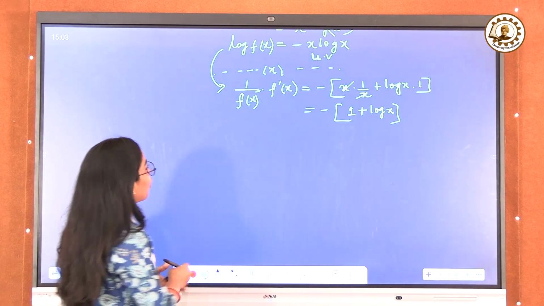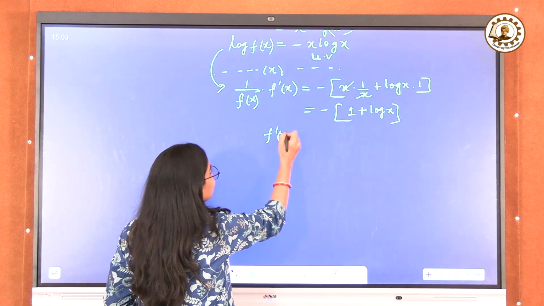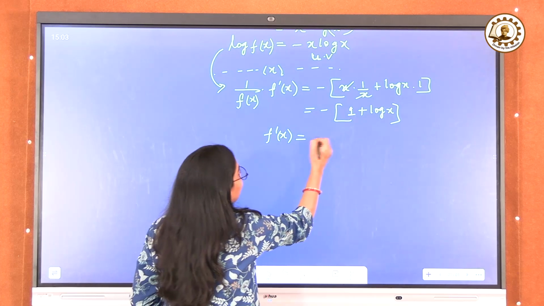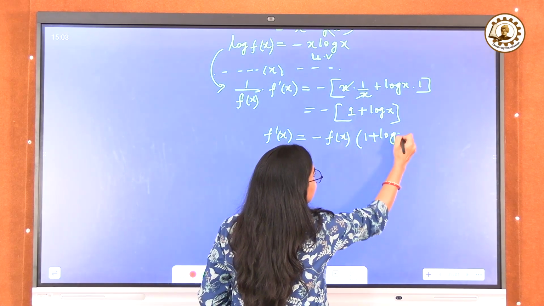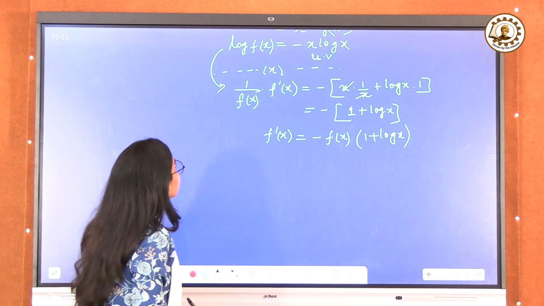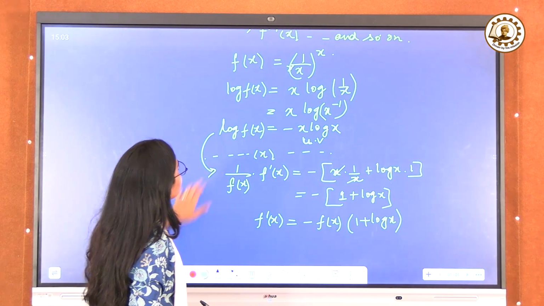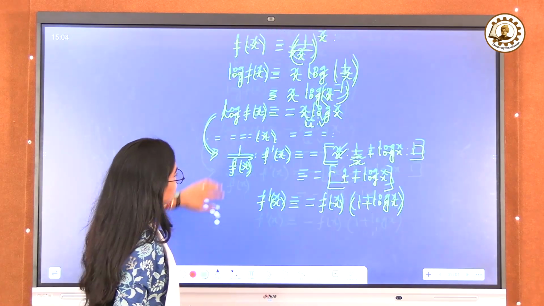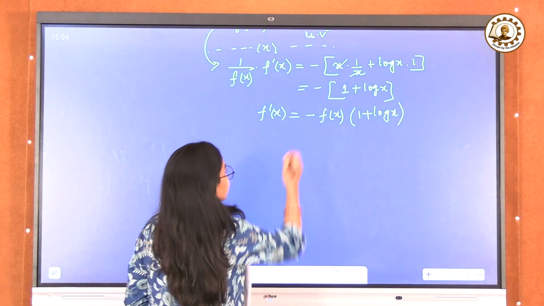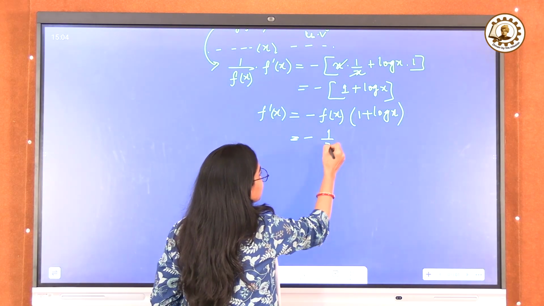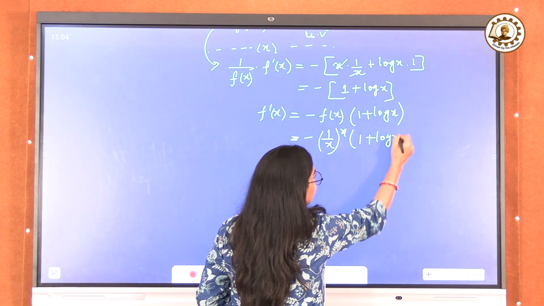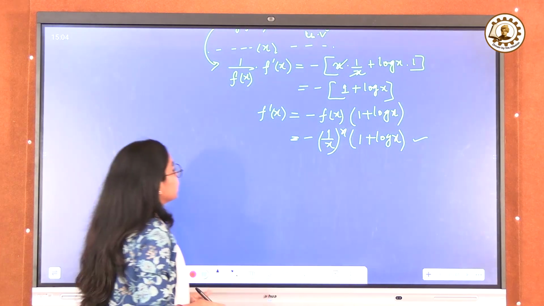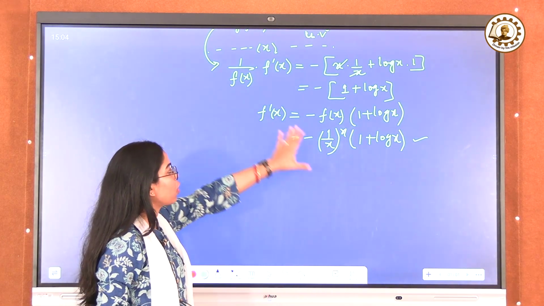From here our first order derivative f'(x) is equal to minus f(x) into (1 + log x). Now we put the value of f(x), since we know that f(x) is (1/x)^x. So our f'(x) is minus (1/x)^x into (1 + log x). So our step 1 is complete, that is, we found the derivative of our function.